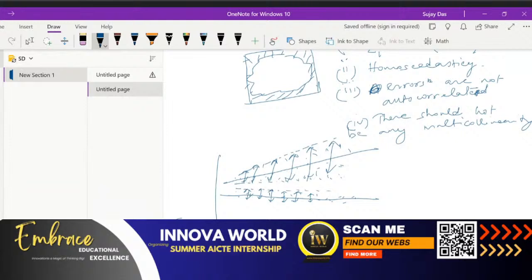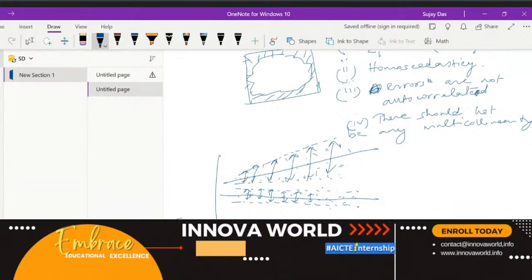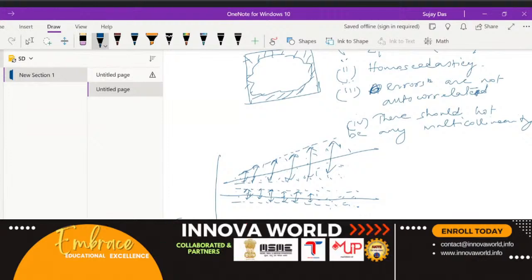You can put a bound over this. It might be that some points go beyond this bound, but that's okay. Throughout the data points, you will find this kind of trend, and you can put a bound over the data points, so it is not out of bounds. Okay, so this is your homoscedasticity.